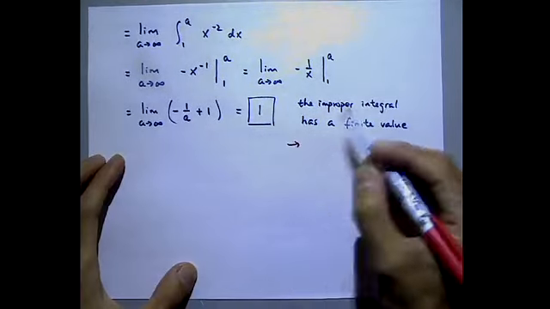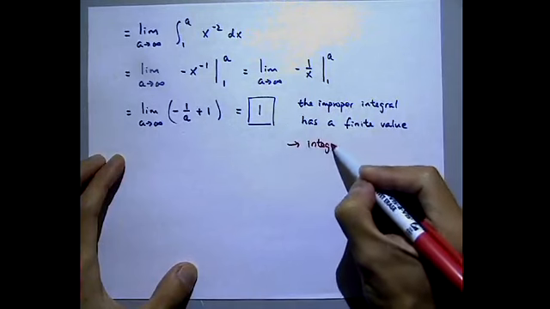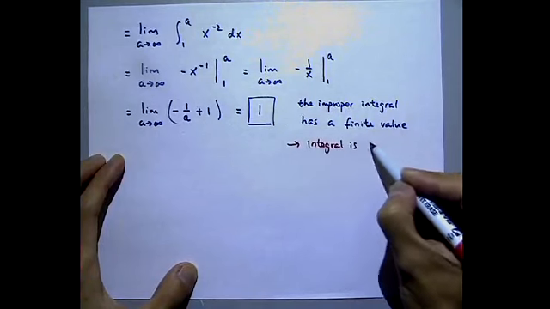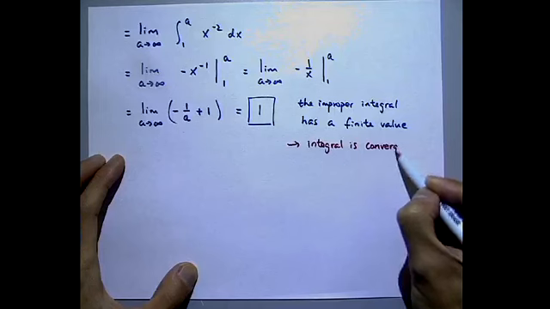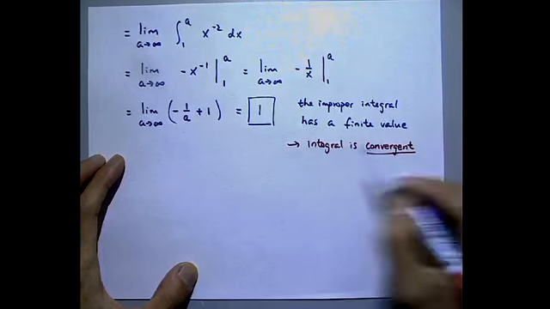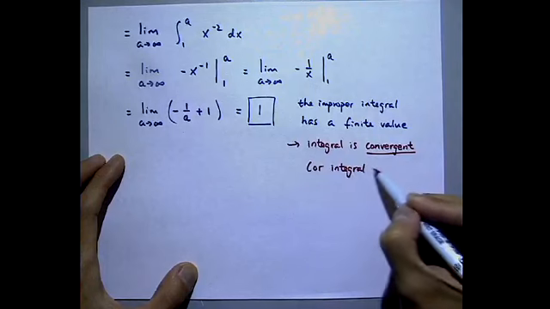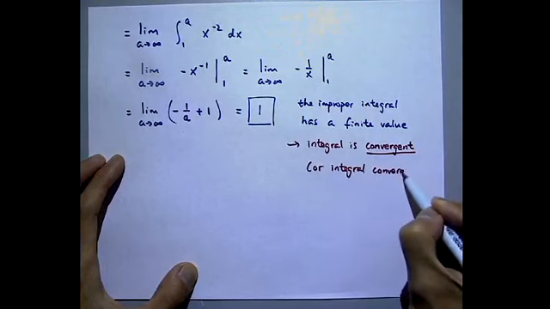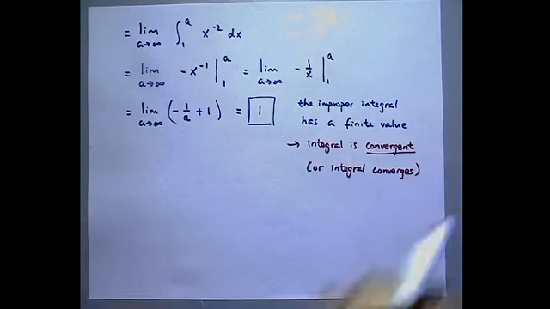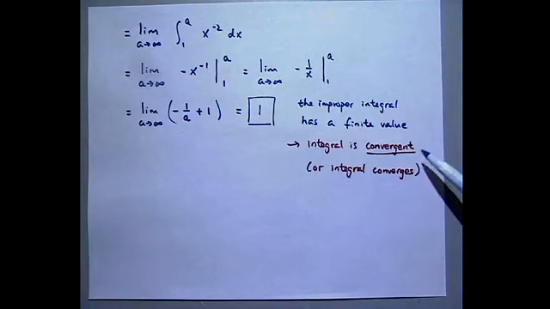When this happens, we say that the integral is convergent. Or you could say the integral converges. This is a term that we will see again later when we deal with series. Convergent, and the opposite case is called divergent.